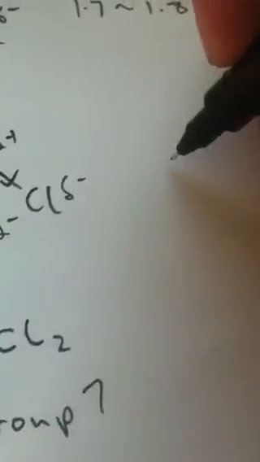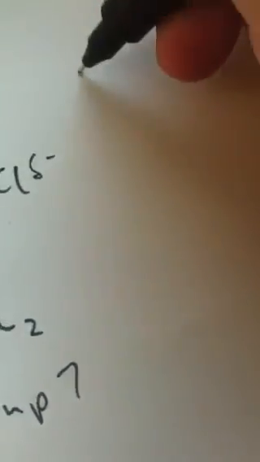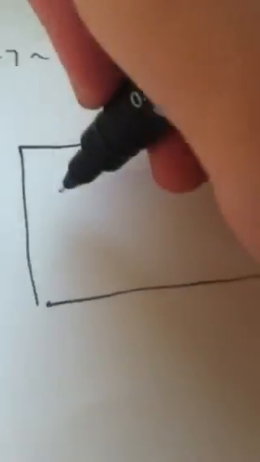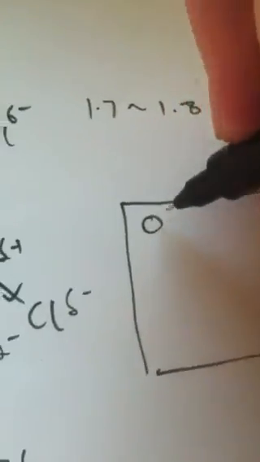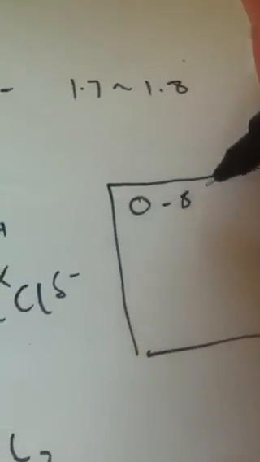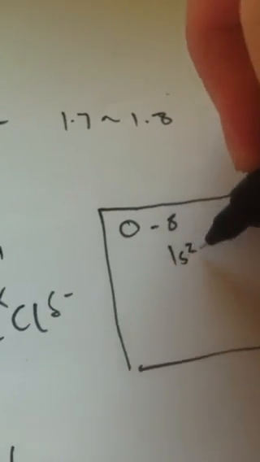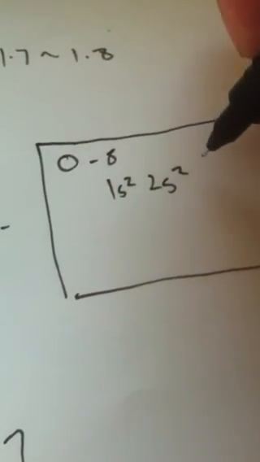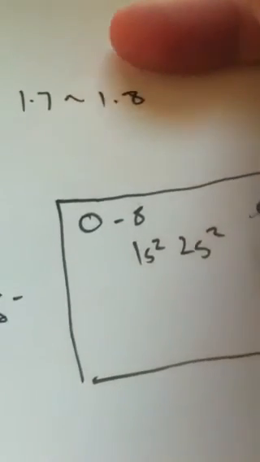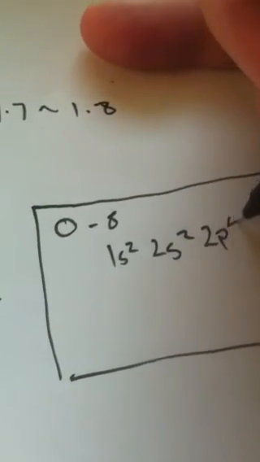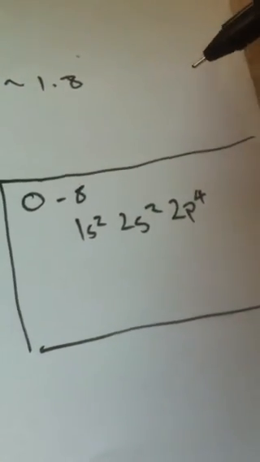Now, hydrogen bonding is a bit weird. It's the strongest of the weak intermolecular bonds. Let me draw a bracket first so it's less confusing. Oxygen has 8 protons, so its configuration is 1s2, 2s2, 2p4, I think. Yeah, it is.